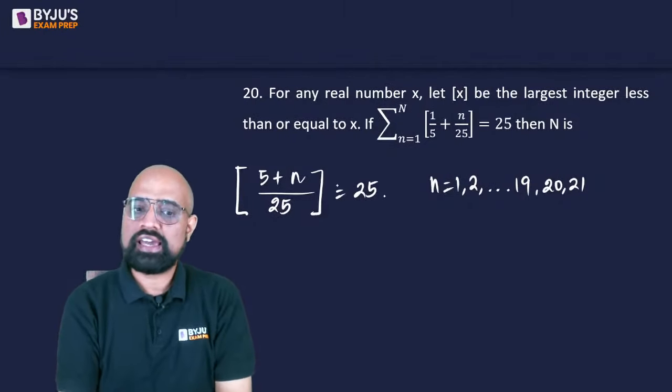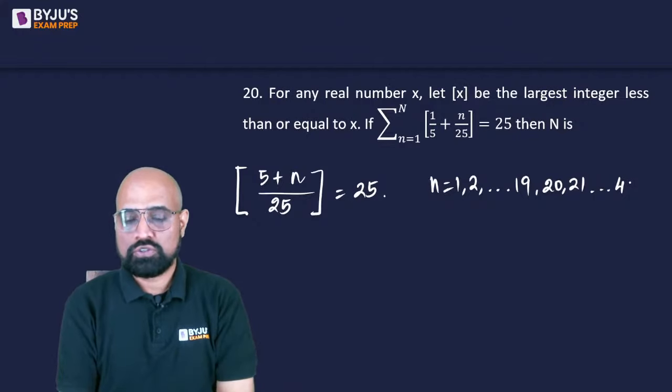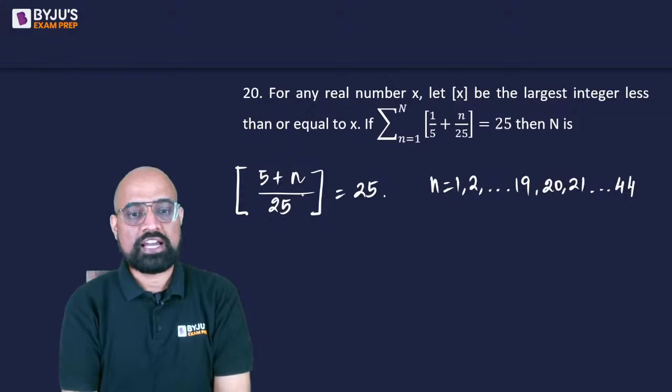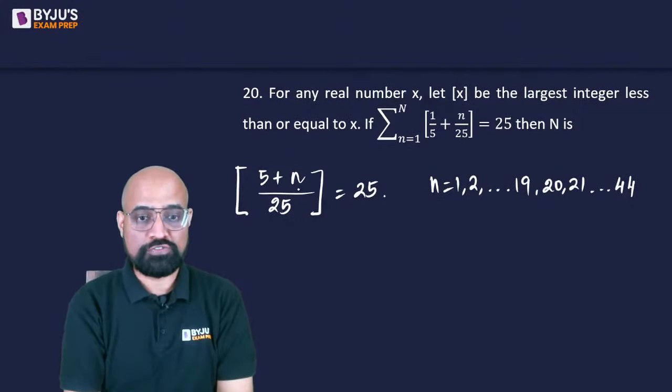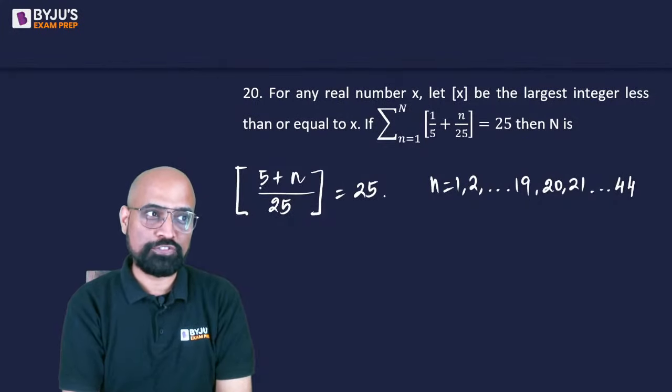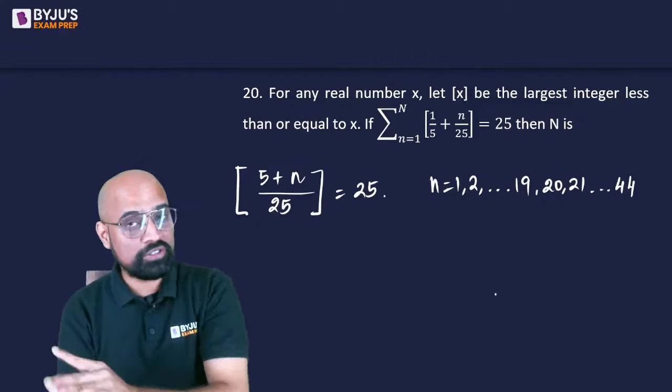As long as n turns out to be 40, I need 50, so I need 44. I shouldn't touch 2. As in n cannot be 45, because if n is 45, 45 plus 5 is 50, 50 by 25 is 2. So I will touch 2. So I don't want 2 right now.